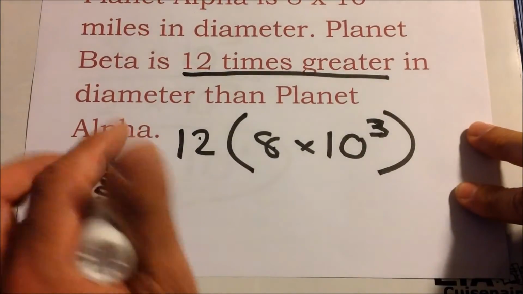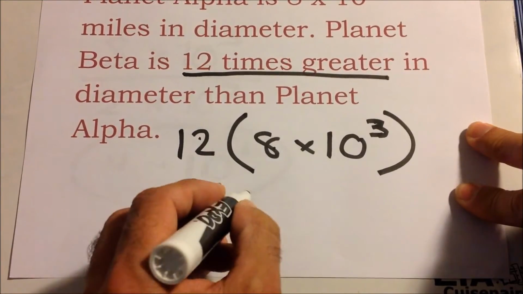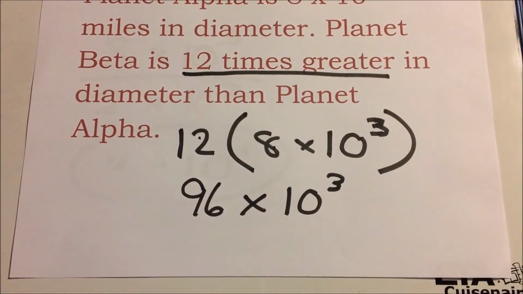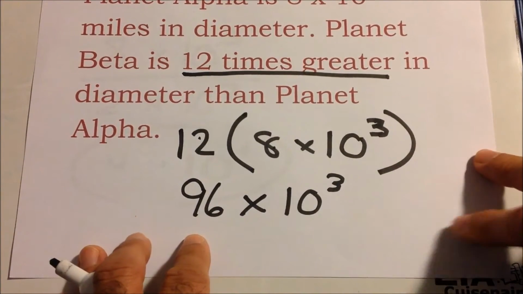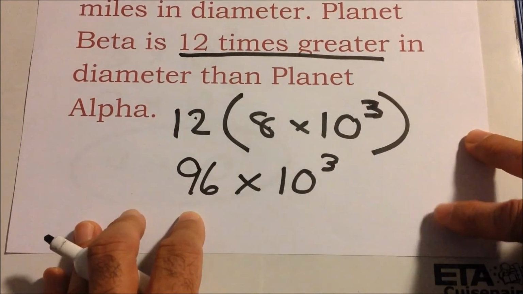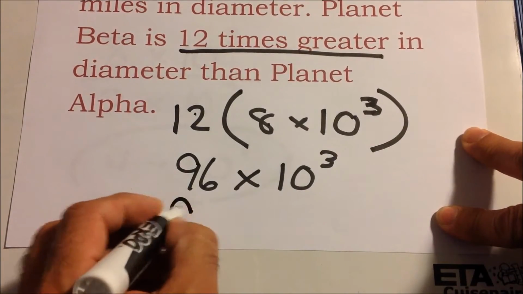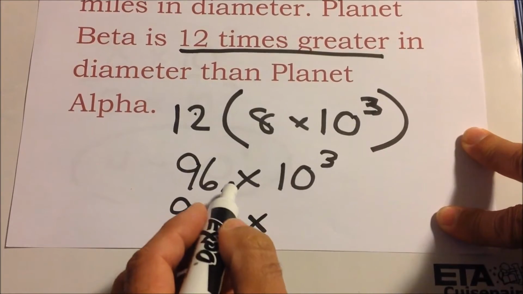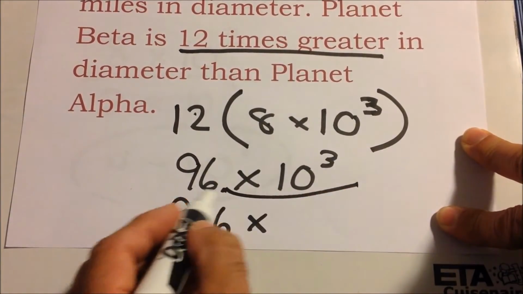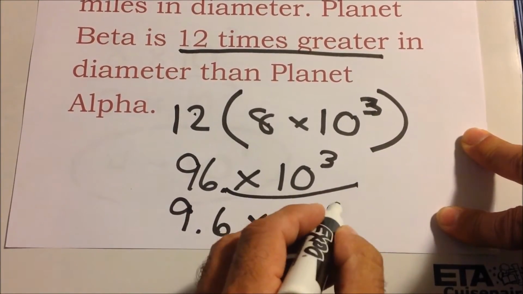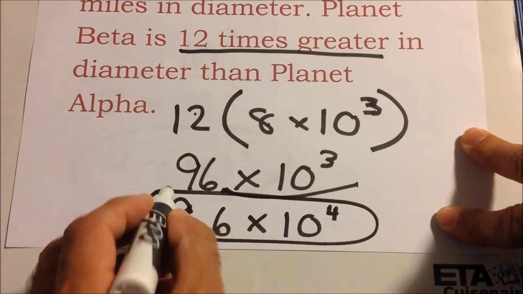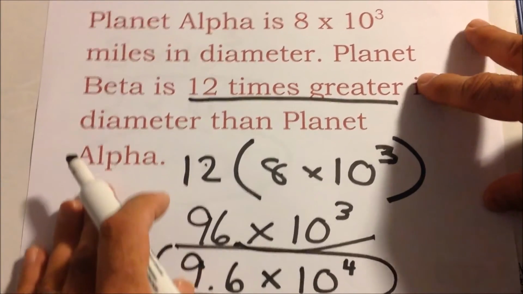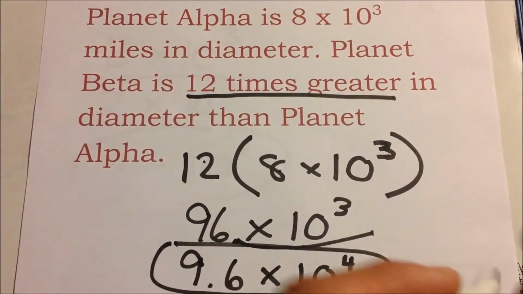Okay? So 12 times 8 is 96. So it's 96 times 10 to the third power. But that's a good answer, but it's not in scientific notation. So we have to put it back in scientific notation. Remember, so we're going to put a 9.6. Remember, the decimal's here, and it's telling us to move 3 times. So if we go back 1, we should move it 4 times. And that'll be the answer. You should rewind the tapes and go over that if you didn't understand it.